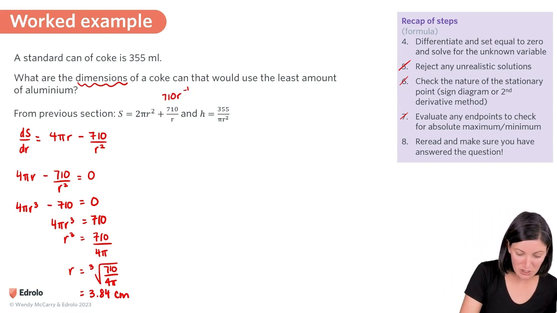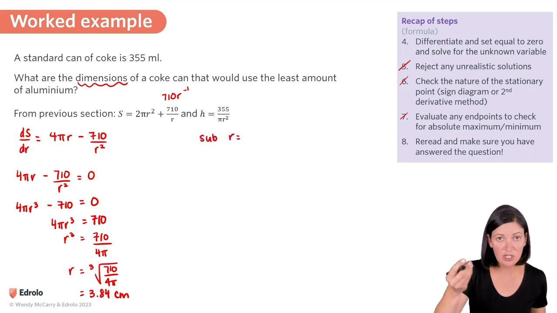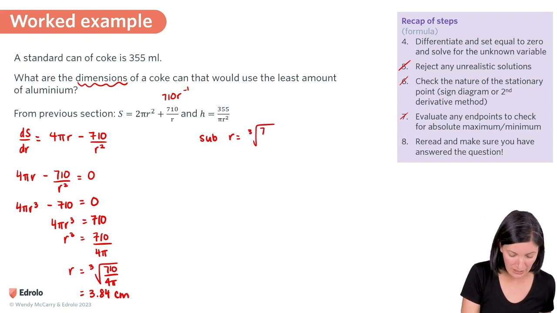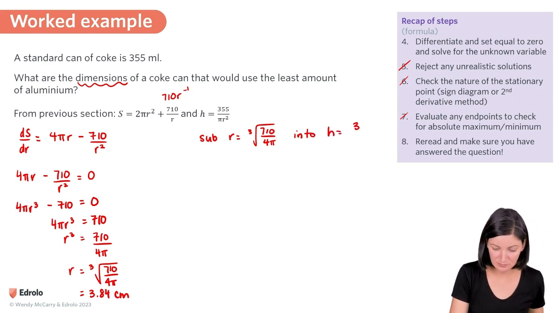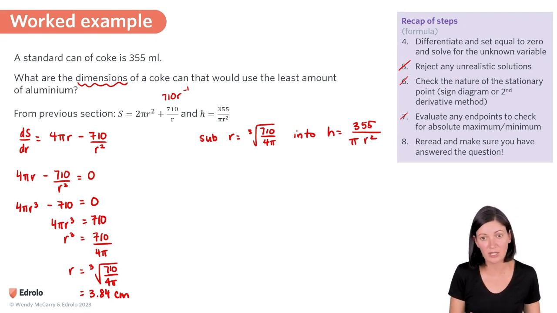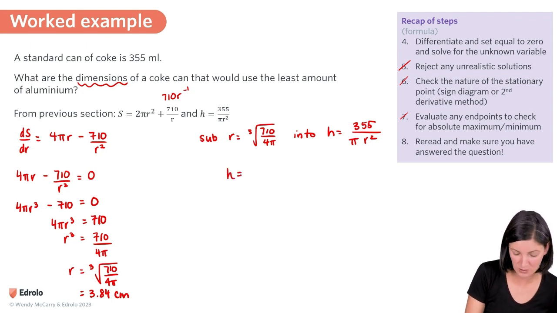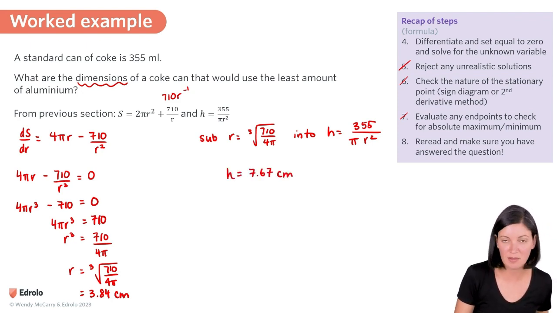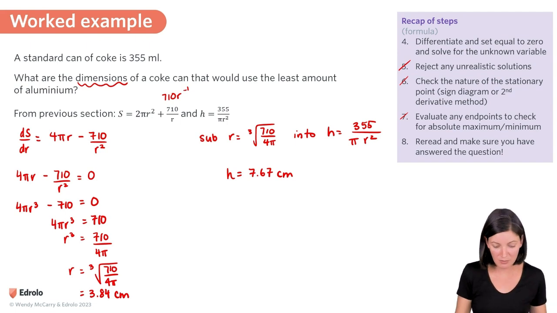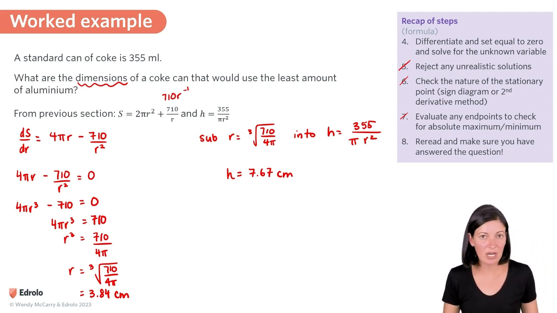I can do that by just subbing in r. I would use your exact value because for this kind of thing, you'll have your calculator. So I would sub this value into my equation for h. You're going to substitute that in. You can do all that work using your calculator really easily, and you end up with h equal to 7.67 centimeters for the height. So we've answered the question. Because it's a word problem, we can write the dimensions that would use the least amount of aluminum are a radius of 3.84 centimeters and a height of 7.67 centimeters.